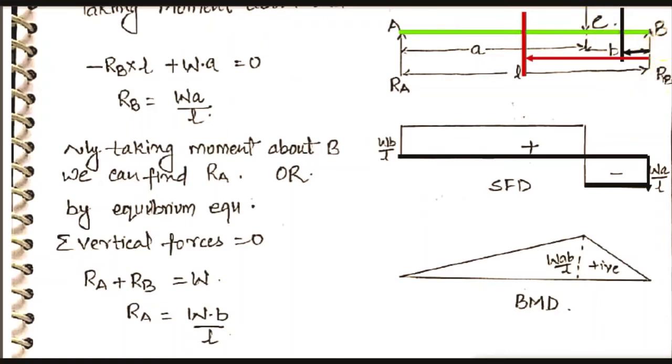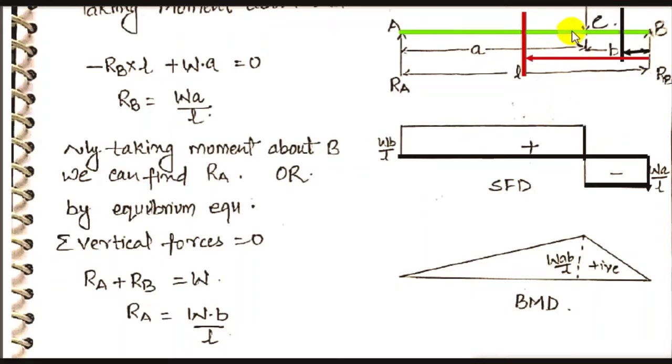Or we can say that it is a negative force. So shear force is minus WA by L plus W, and on solving you will find that on minus W minus WA by L, you are getting the value of WB by L. From this point you will definitely get WA by L.